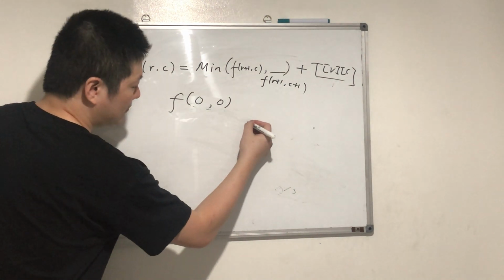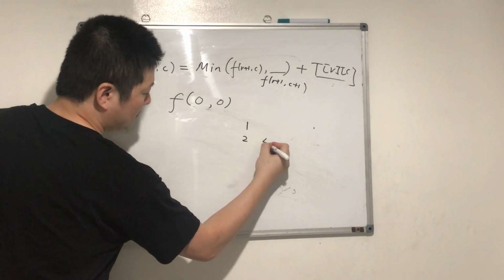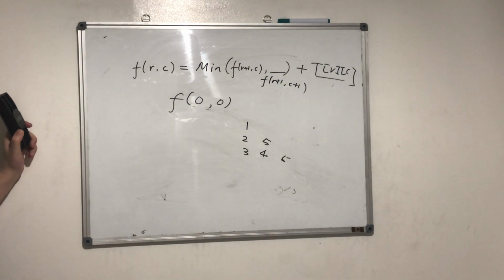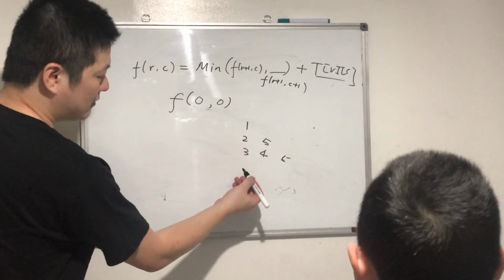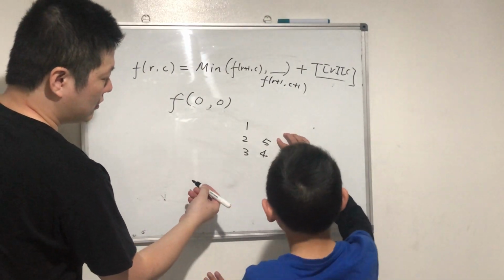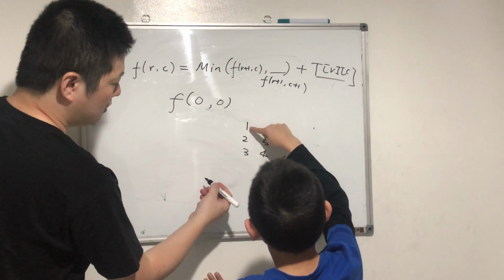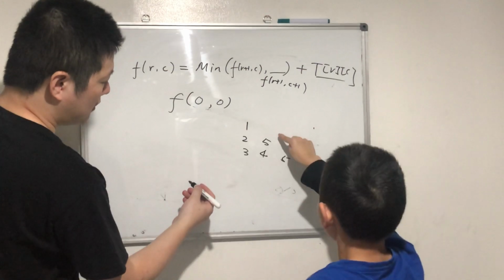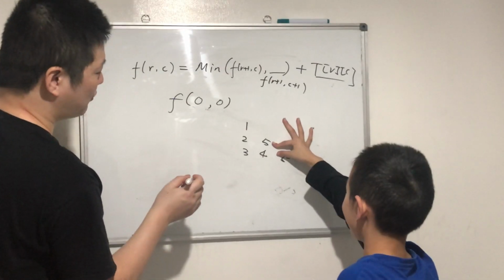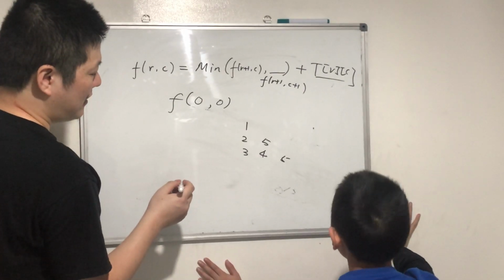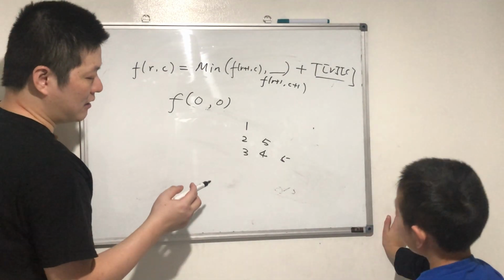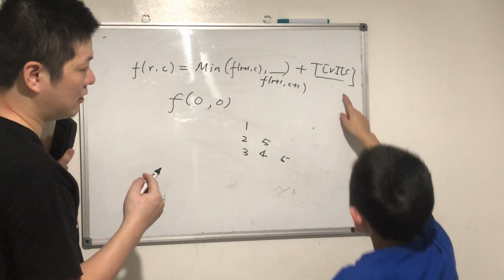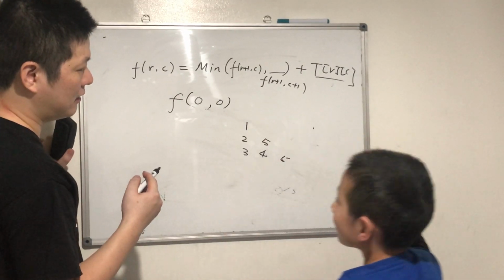So you want to find the... Okay. So you can only go to R plus 1, C, and R plus 1, C plus 1. You pick one of them. RC is this one.